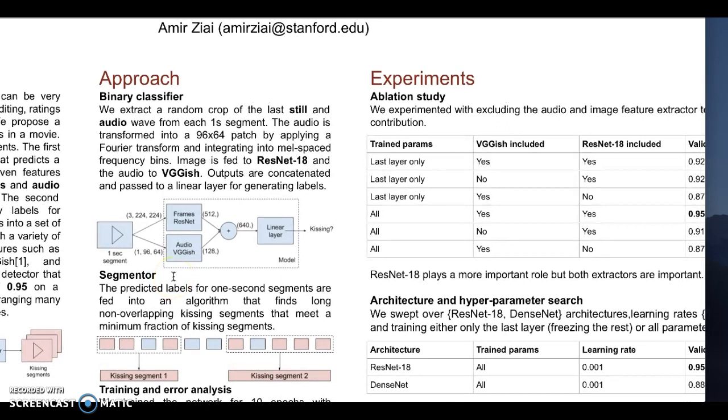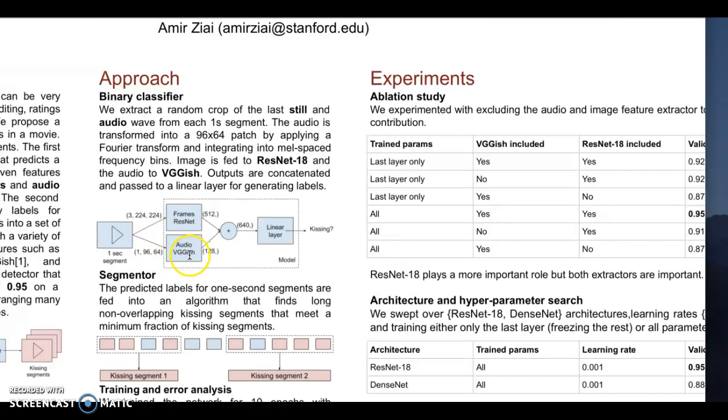So the first component, the binary classifier, is basically extracting from each one of these 1-second segments a patch of image, the last still from the 1-second segment, and also a patch of audio, which is taking the audio wave, taking it through a Fourier transform and integrating into Mel space frequency bins, which produces a 96 by 64 patch that basically looks like an image.